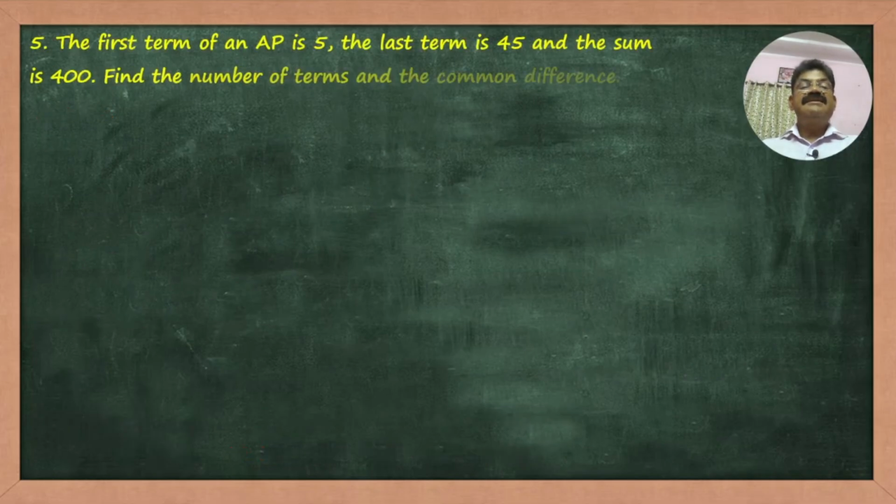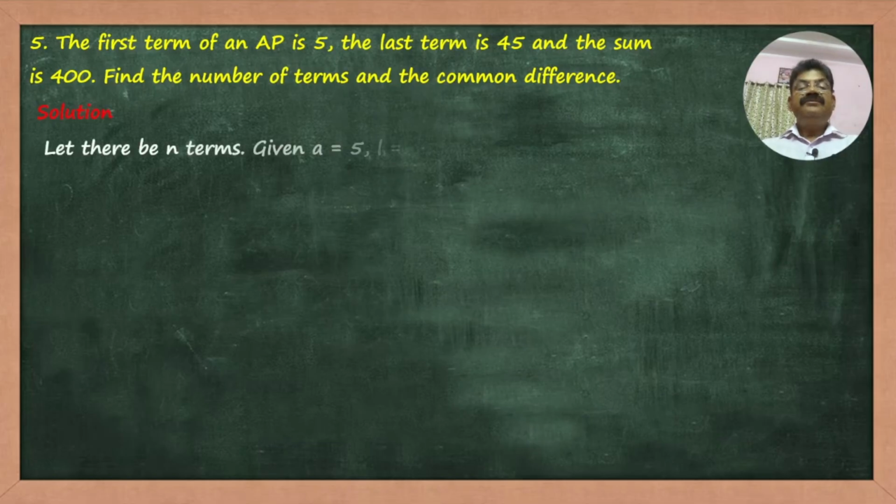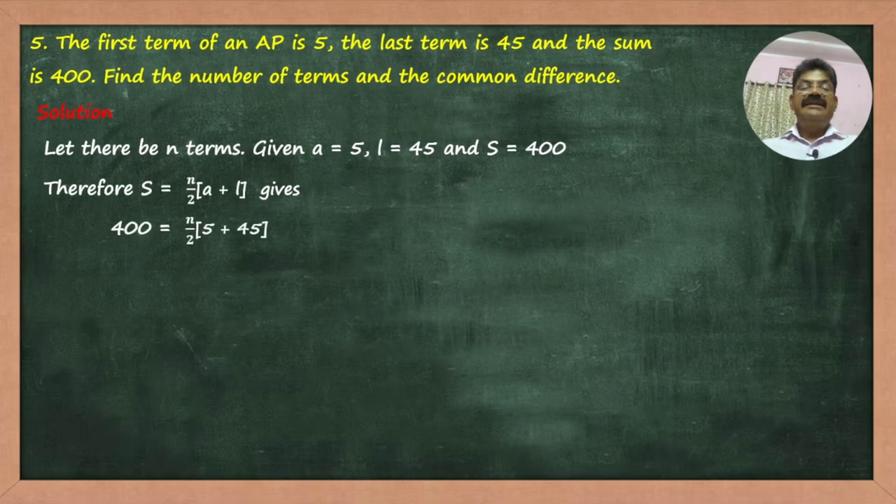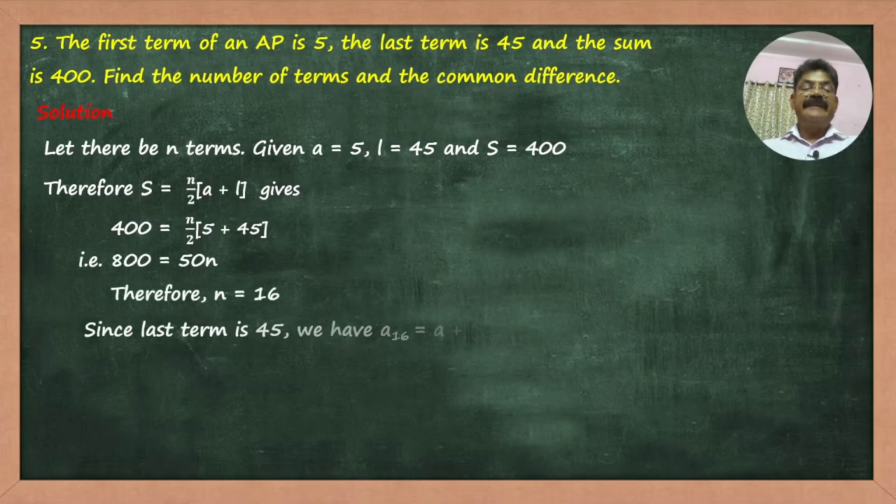Fifth problem. The first term of an arithmetic progression is 5. The last term is 45 and the sum is 400. Find the number of terms and the common difference. So, we assume there are n terms. A is equal to 5, L is equal to 45 and S is equal to 400. So, you will get an equation like this. 400 is equal to n by 2 into 5 plus 45. Therefore, n is equal to 16.